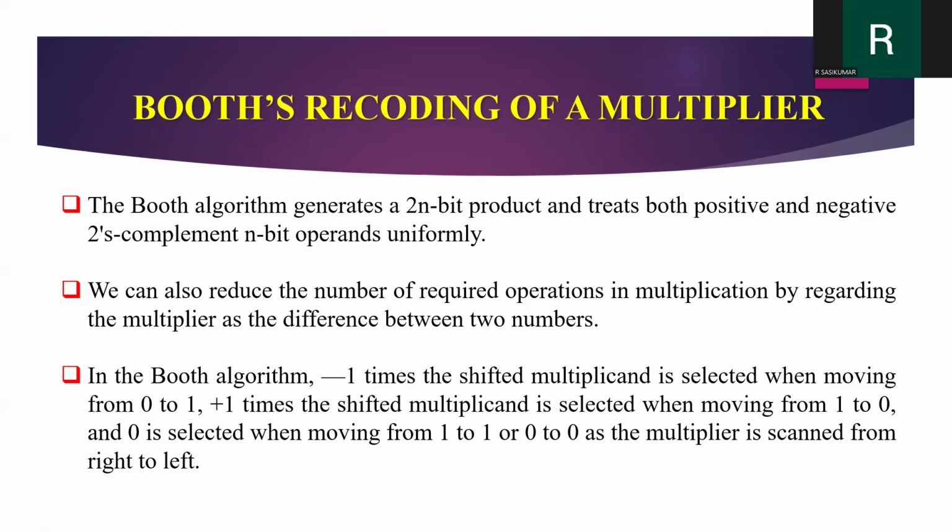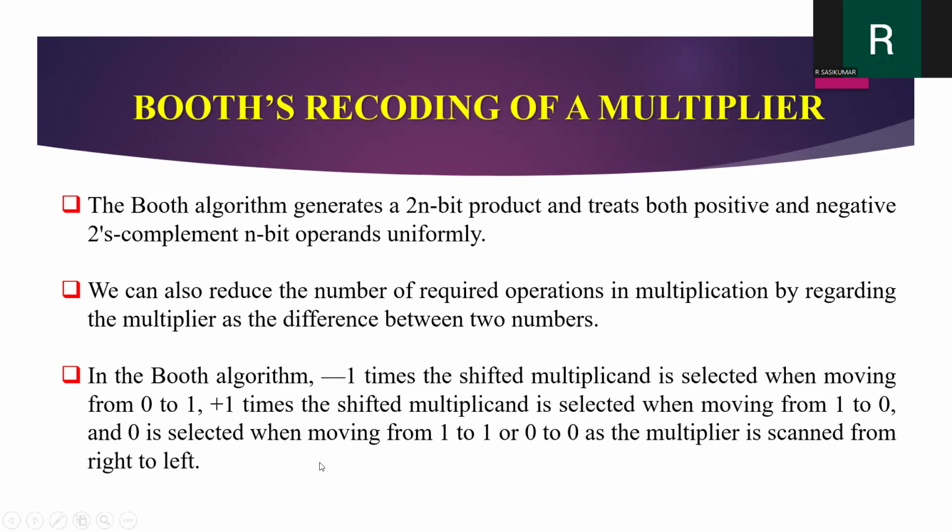Zero means no need to multiply anything. One means the number of steps will be increased. So this is the way to increase the speed of the multiplication. So it is also called one of the fast multiplication algorithms. So how do we do Booth recoding of the multiplier?